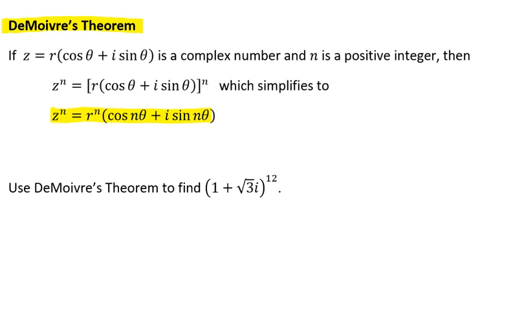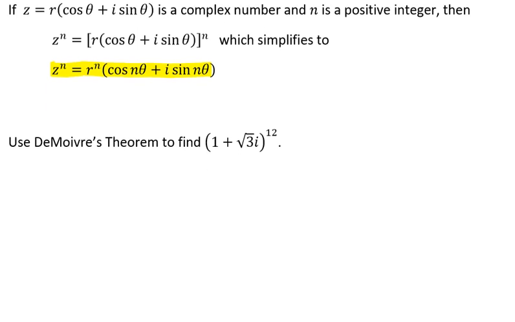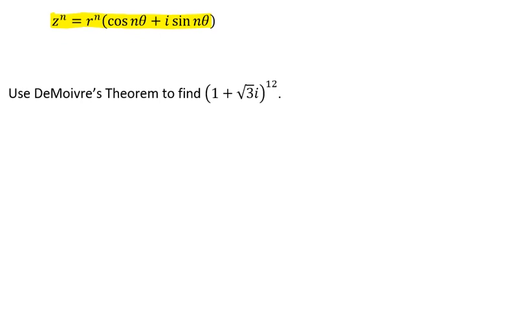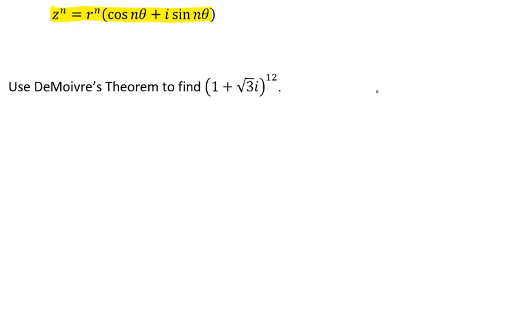We're going to use DeMoivre's theorem to find 1 plus the square root of 3i raised to the 12th power. Right now, this is technically what we call polar form, but we're going to talk more about that in a future video. We want to turn this into trigonometric form. So we're going to move this up a little bit, give ourselves some room to work. We're going to start off by graphing this.